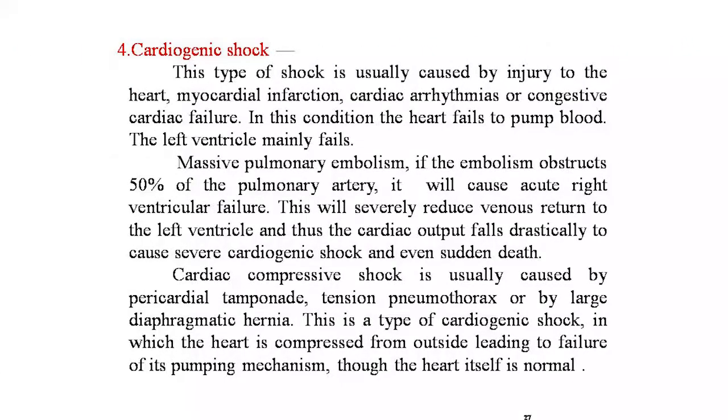Now next is the cardiogenic shock. This type of the shock is usually caused by injury to the heart, myocardial infarction, cardiac arrhythmias, or congestive cardiac failure. In this condition, the heart fails to pump blood. The left ventricle mainly fails, so that there is an overdistension of the right ventricle, and ultimately there is increase of the back pressure in the pulmonary capillaries. In case of massive pulmonary embolism, if the embolism obstructs 50% of the pulmonary artery, it will cause acute right ventricular failure. This will severely reduce venous return to the left ventricle, and thus the cardiac output falls drastically to cause the severe cardiogenic shock or even sudden death.